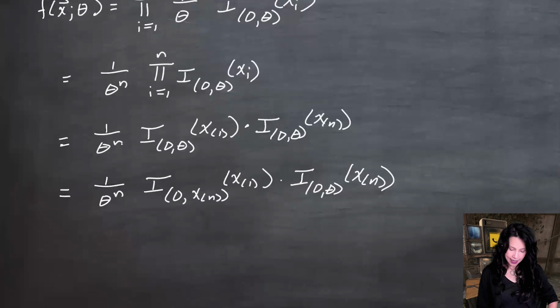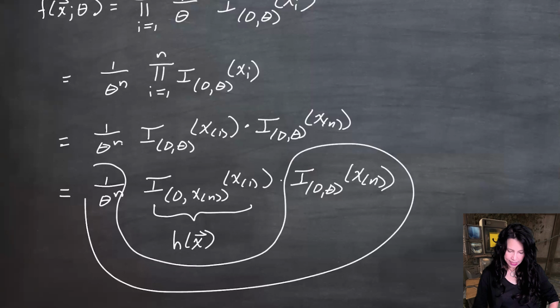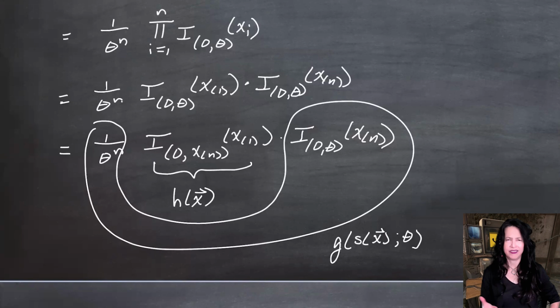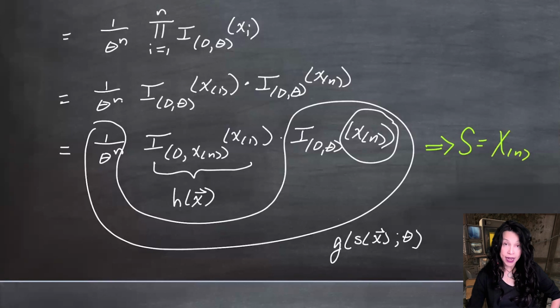If we look at the last line, it appears that I have some pure x stuff here without the parameter, and this would be my h of x. And then the rest of it would be a function g of the data through a function s and the parameter. If you look at that weird lasso thing, the x's appear in there only as a maximum. So by the factorization criterion, a sufficient statistic would be the maximum.